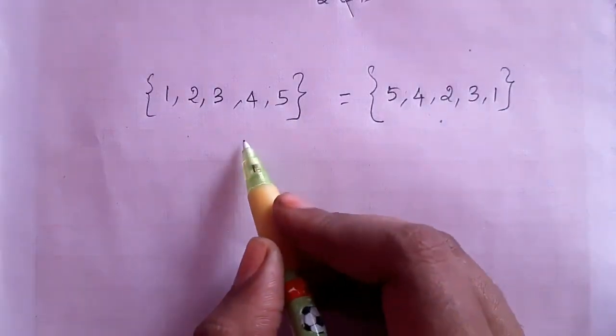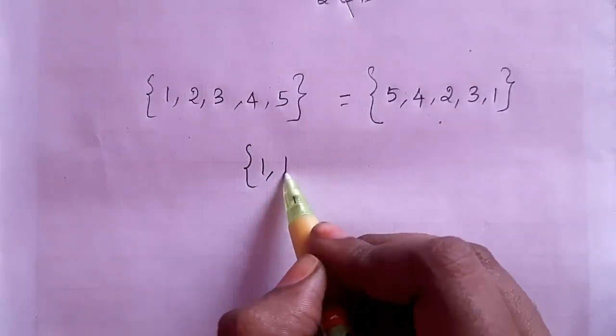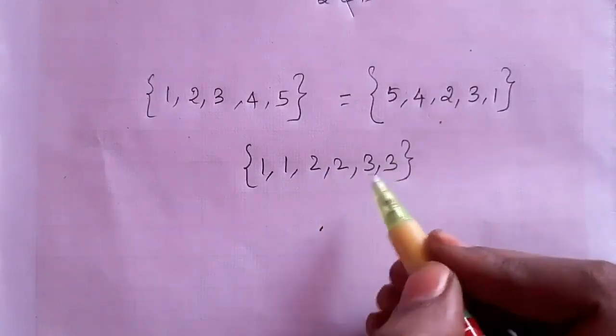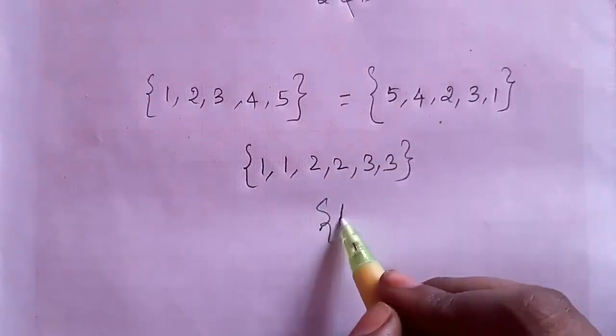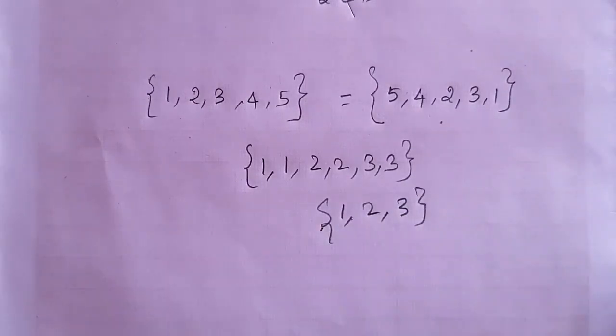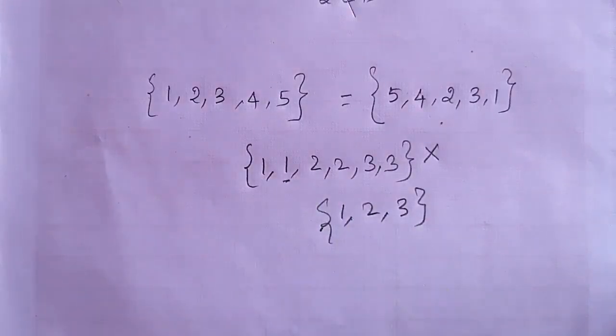Also, you can consider one element one time enough. For example, you don't need to write 1, 1, 2, 2, 3, 3. You can write 1 just once. So 1, 2, 3, that's enough. This is wrong, you cannot repeat the elements. You can list the elements only one time. This is given in your book, page number 2.